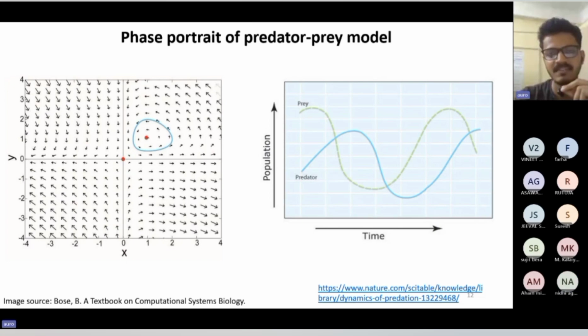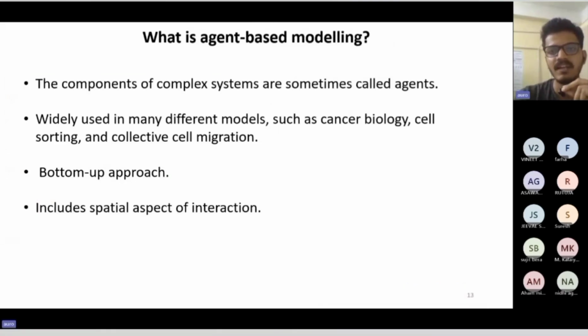So this is basically how we study. Now we know that just from a simple differential equation, we can observe certain behavior of what is actually happening in the natural system, by just writing a simple ODE and studying how the ODE behaves. Then we'll move into a different kind of modeling called agent-based modeling.